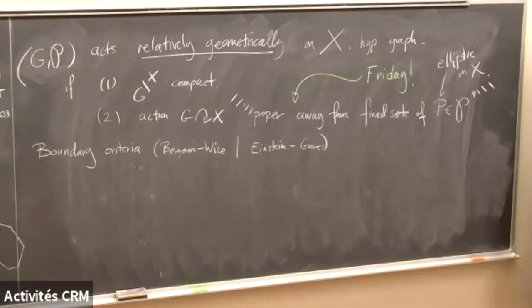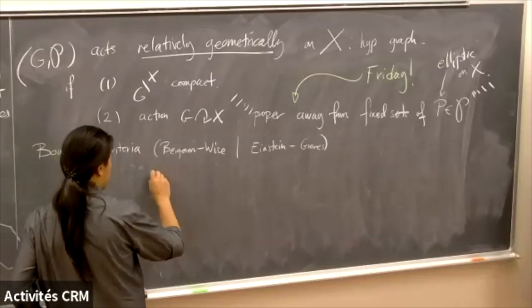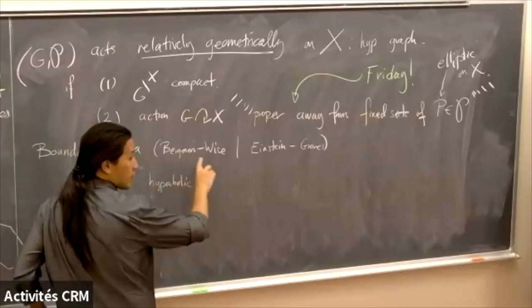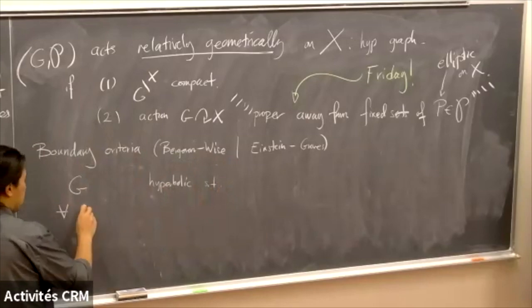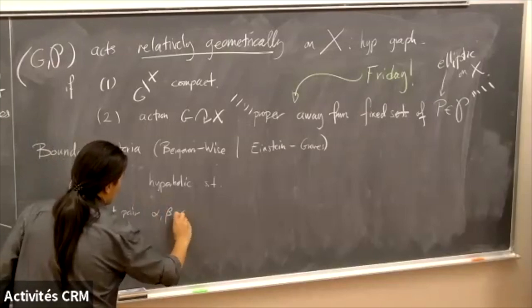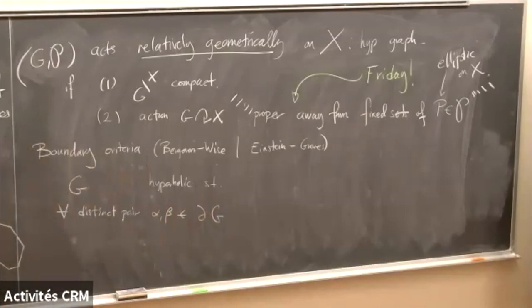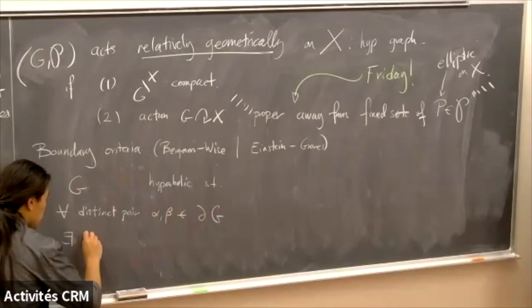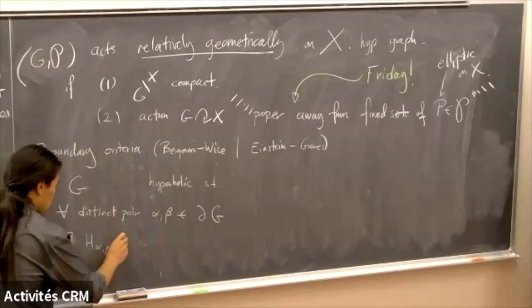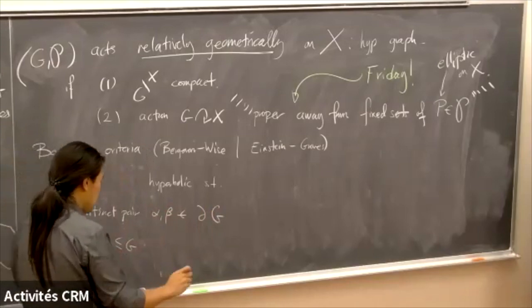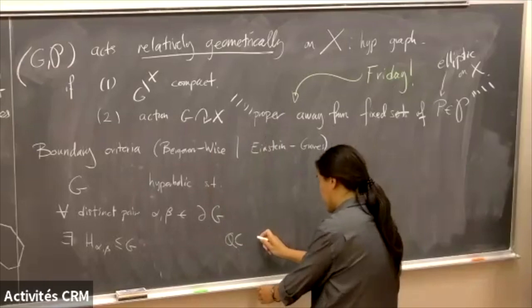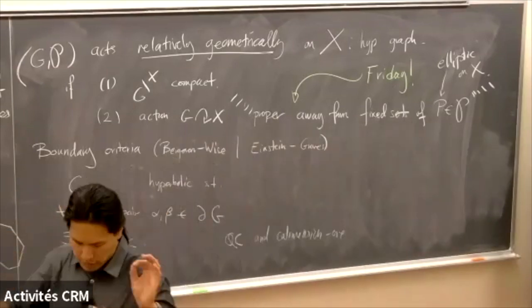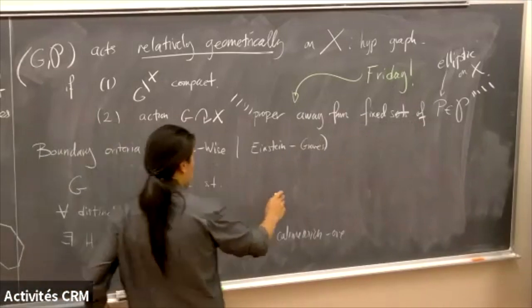And what do we do? If G is hyperbolic, I'm going to start with the statement of Bergeron and Wise, and then I'm going to play with it, such that for every distinct pair, alpha and beta, in the visual boundary of G, it's a hyperbolic group, it has a boundary, there exists a subgroup H associated to those two elements that is quasi-convex and codimension 1.